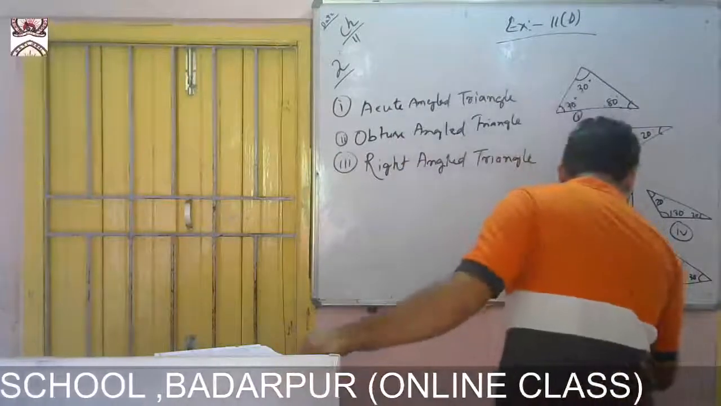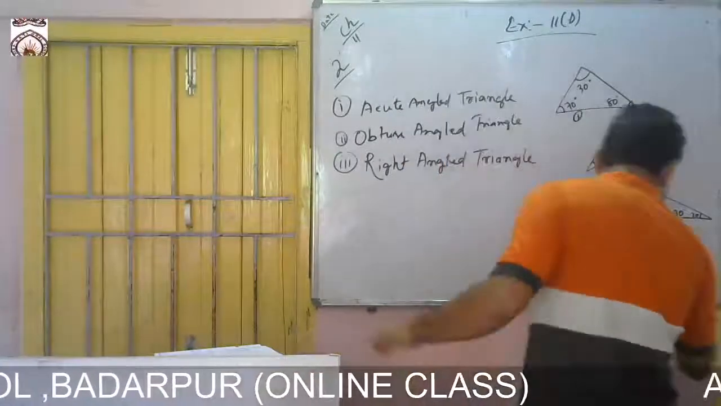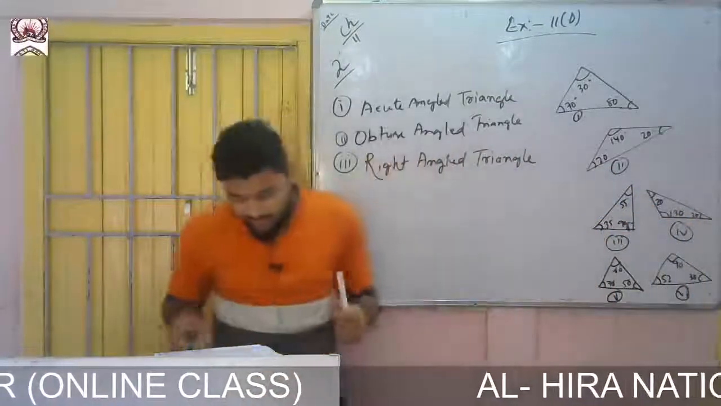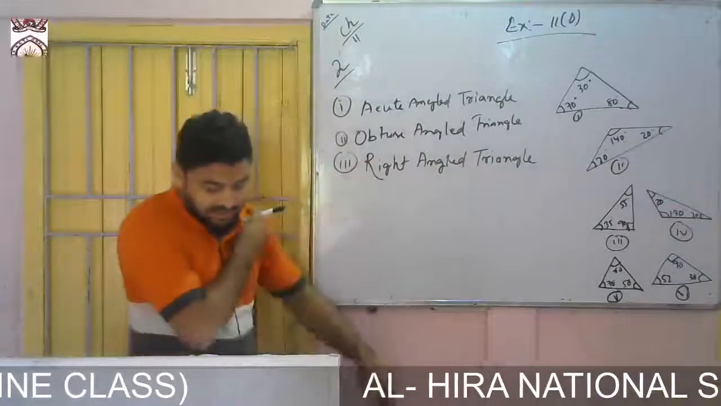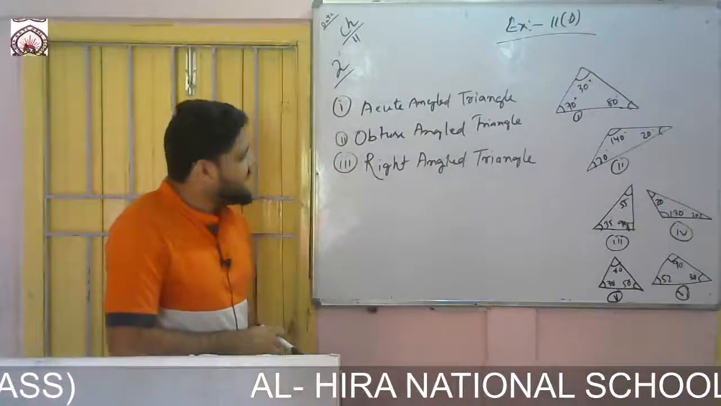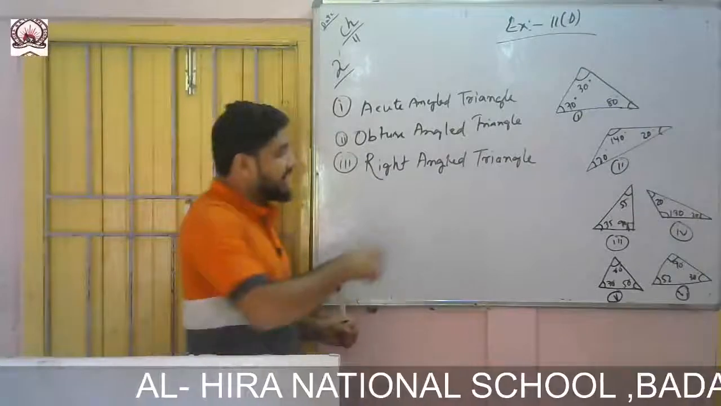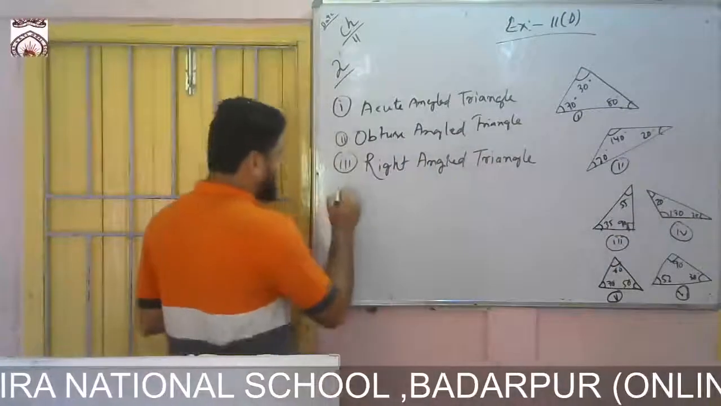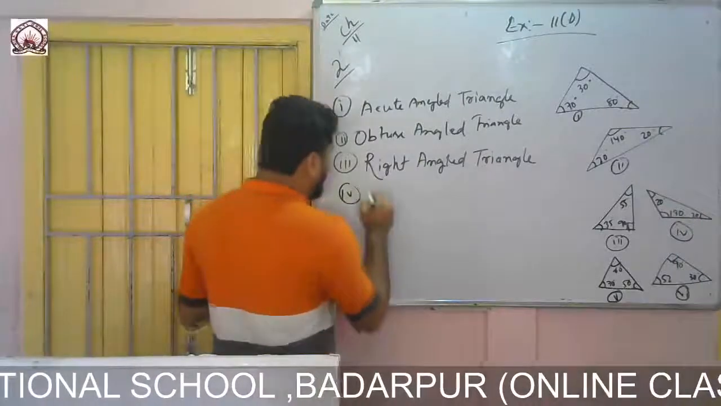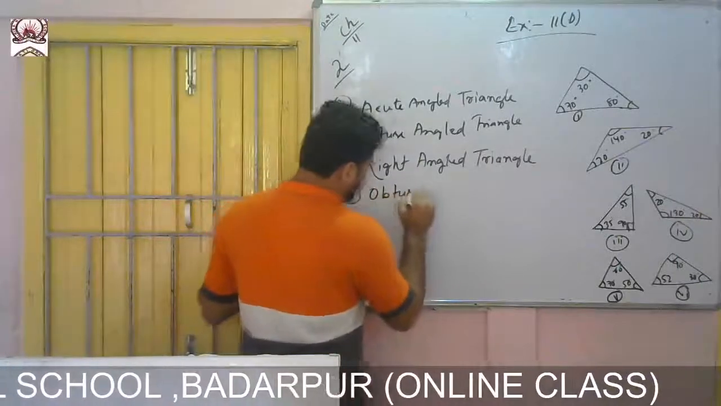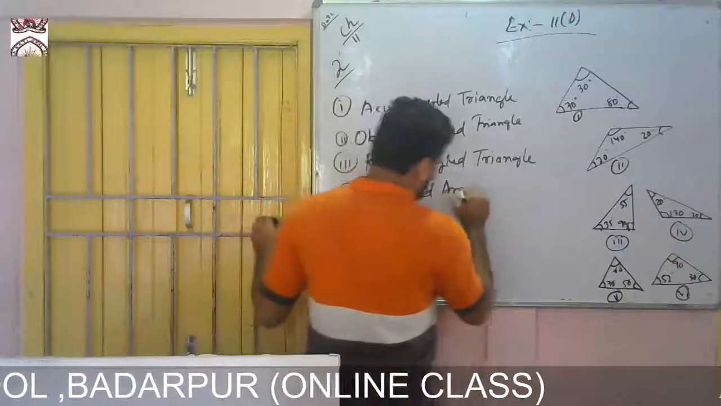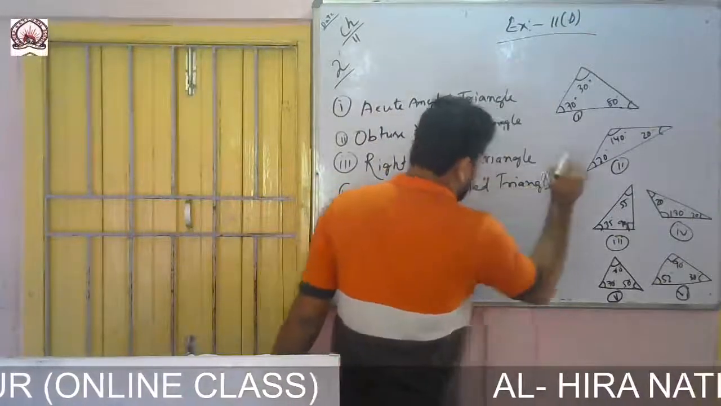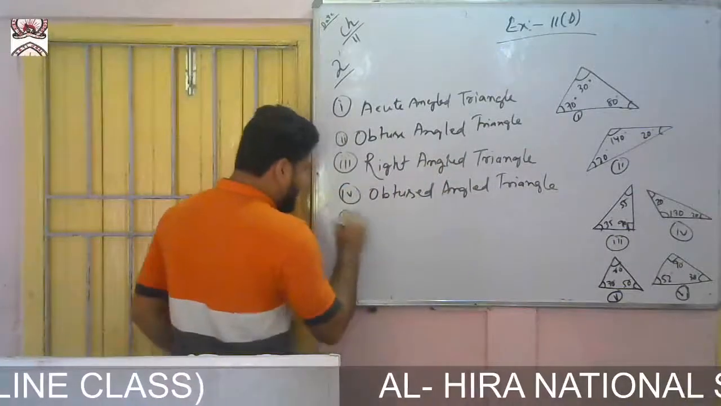So in question number 4, what is there? You see one angle is greater than 90°. That is 130°. One angle is greater than 90°, so the whole triangle is an obtuse angle triangle. Now come to 5.